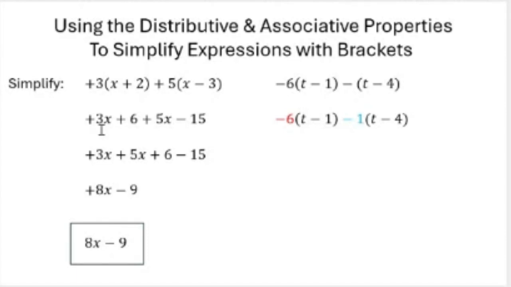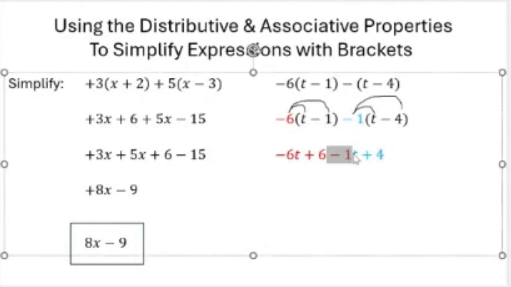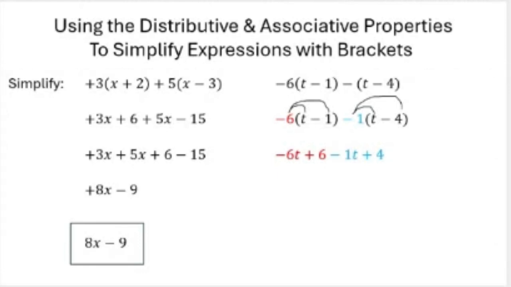Negative 6 in front of the first bracket, negative 1 in front of the second bracket. Let's expand them now, like so. So negative 6, and it did that weird thing again. Let's fix that color. There we go. Negative 6t plus 6. So negative 6 times t is negative 6t. Negative 6 times negative 1 is plus 6.